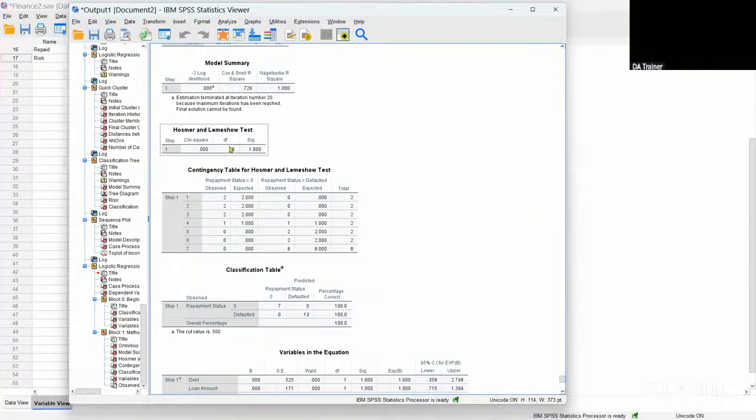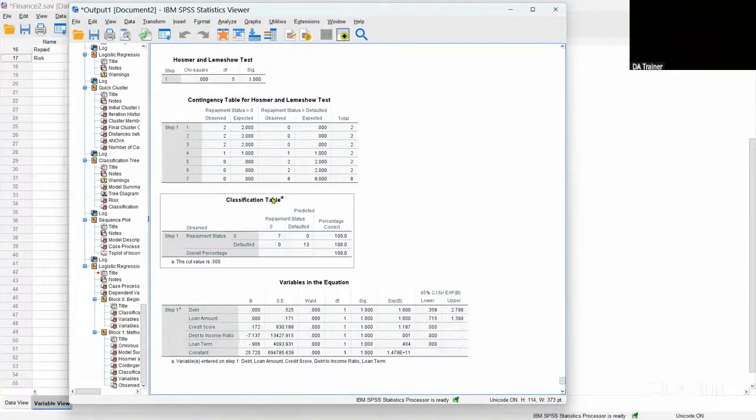And then Hosmer and Lemeshow test, the significance is 1.0. Now we need to know what is their p-value. If it is 1.0 and then the chi-square is 0.000, what is their p-value? And even their degree is 5. What is their test decision value before we can ascertain what this connotes?